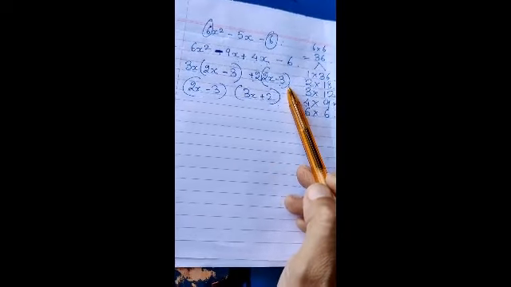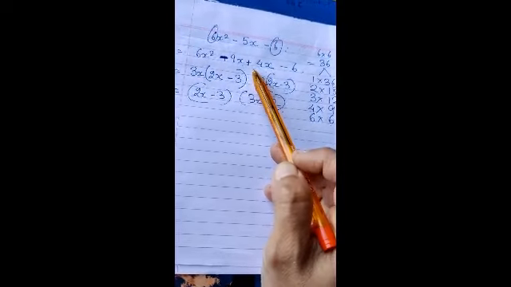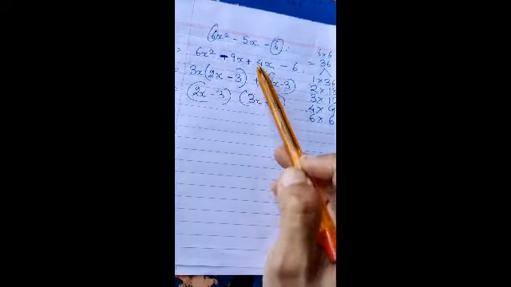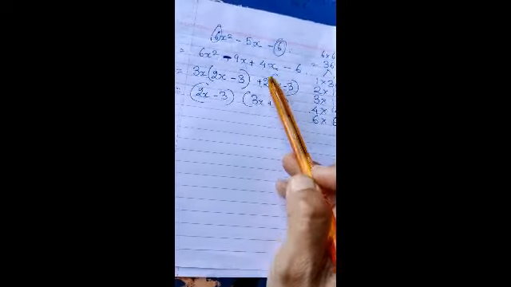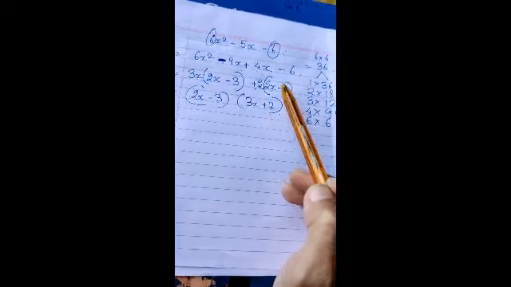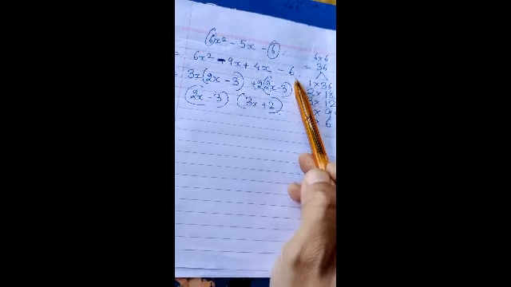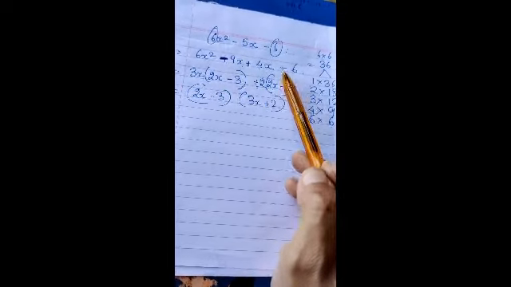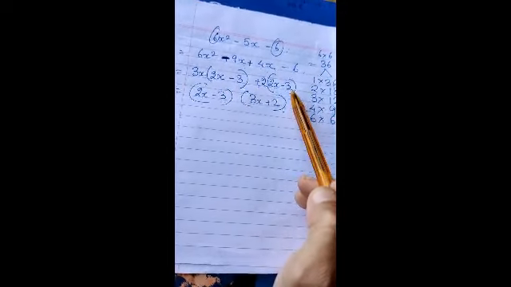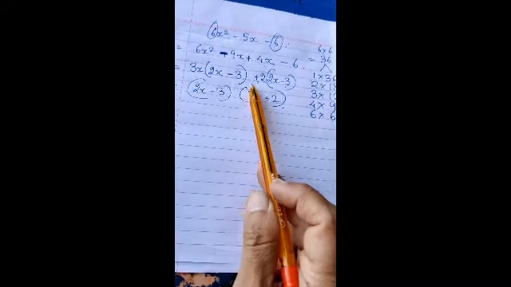You write it as it is, and now we'll see what can be used here to get 4x. So 2x into what will give us 4x? 2x into 2 will give us 4x, and here it is plus 4x, so we'll write it as plus 2. And then we have minus 3. We'll just check if plus 2 into minus 3 gives minus 6. Yes, plus into minus is minus, and 2 into 3 is 6. So we do get minus 6. So this is the correct factor. Our first factor is 2x minus 3, and the second factor is 3x plus 2.